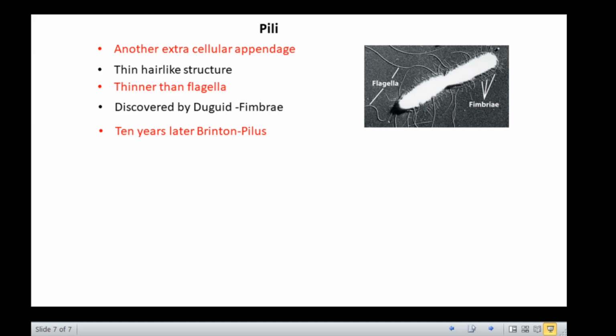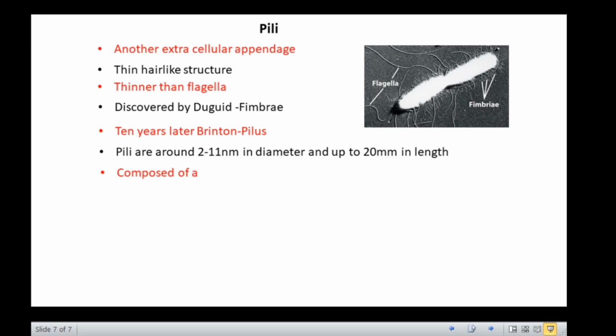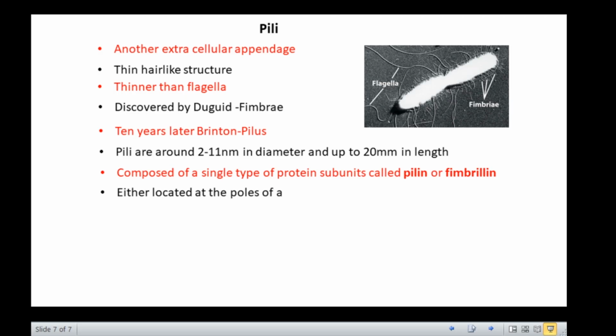Since then, the terms pilus and fimbriae are used interchangeably for all types of non-flagellar filamentous appendages. Pili are around 2 to 11 nanometers in diameter and up to 20 micrometers in length. They are composed of a single type of protein subunit called pilin or fimbrillin, the molecular weight of which is 17,000, and these proteins are arranged helically. Fimbriae are either located at the poles of a cell or are evenly spread over its entire surface.